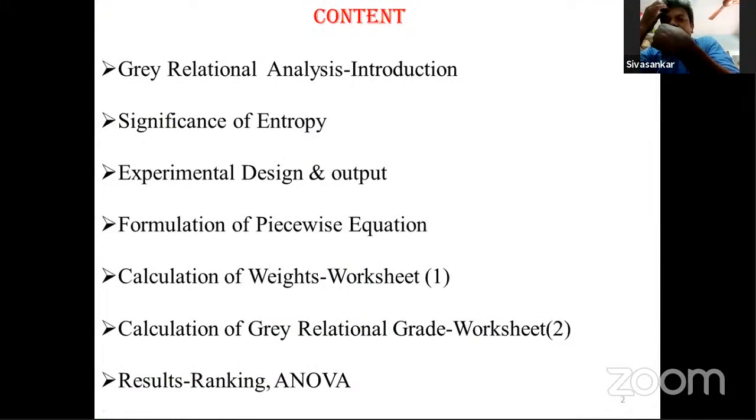In today's presentation, this is my content: a relational analysis introduction and the significance of entropy. I have taken my own experiments to explain this entropy based relational analysis. This is the experiment I conducted during my PhD program at NIT Tiruchirappalli. Then the equations and everything. Finally, we have 2 Excel worksheets that I am going to explain. Finally, the results are presented with the support of ANOVA, and it will end up with some ranking of experiments. Right. Next.